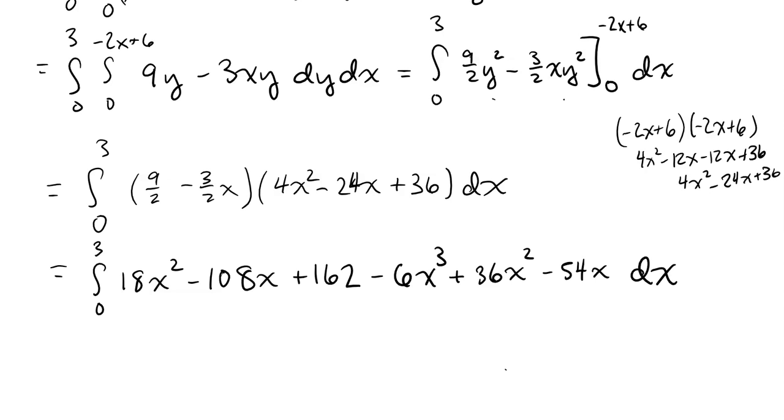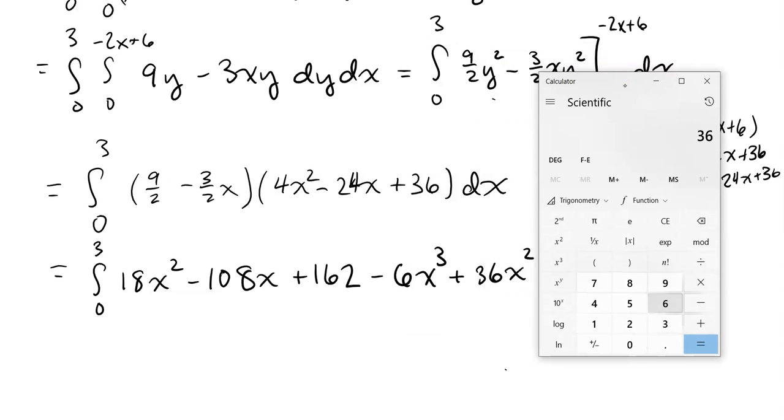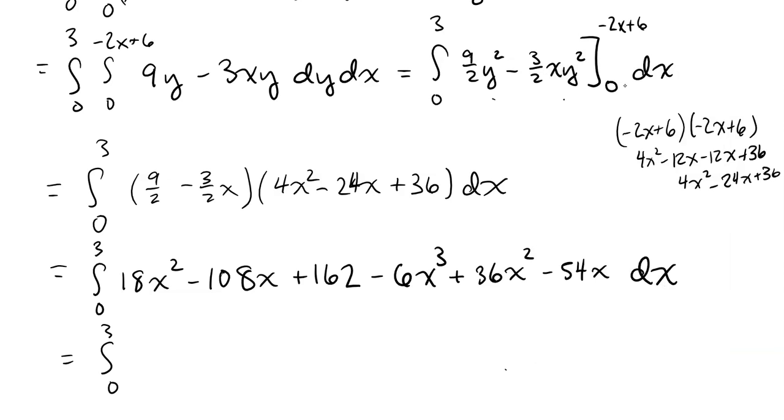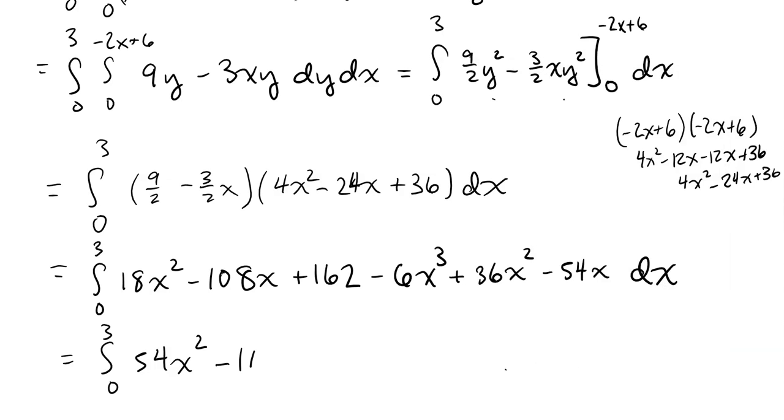So then put things together. We've got 18 and a 36 gives us 54x squared. For our x's, we've got 108 and another 54, which would be 162, so minus 162x. We've got minus 6x cubed and plus 162. Hopefully we did all that right.